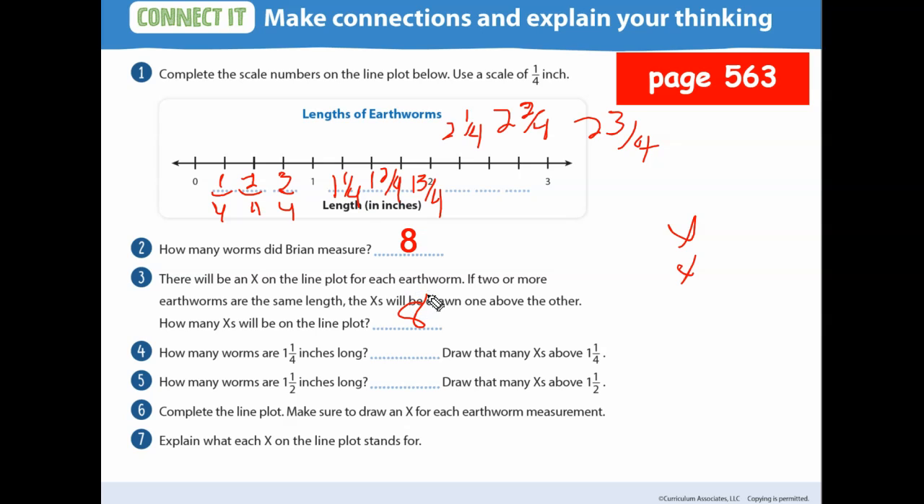Okay. How many worms are 1/4 inch long? Look at the chart of the previous question. 1. So you're going to draw an X above the 1 1/4, which is right here. How many worms are 1.5? 2. So you're going to draw that many X's above 1.5, which is right here, which is actually 1.5 or 1 2/4. So 2 X's above there. Okay, I want to give you time to do everything else.